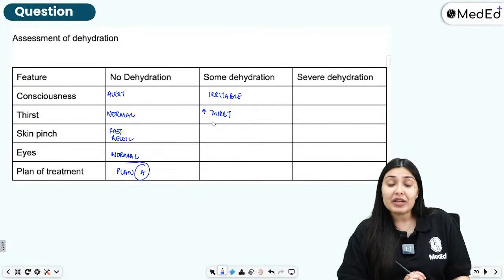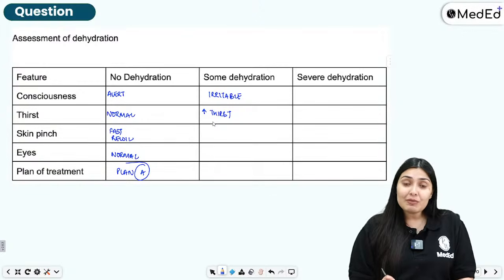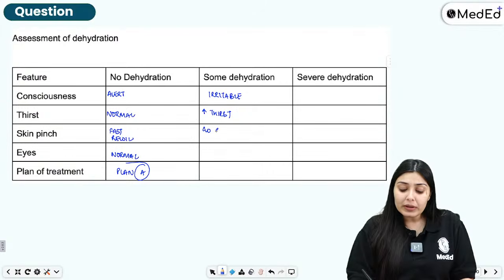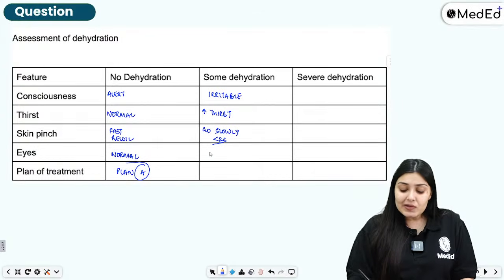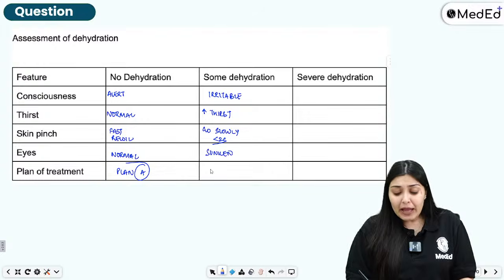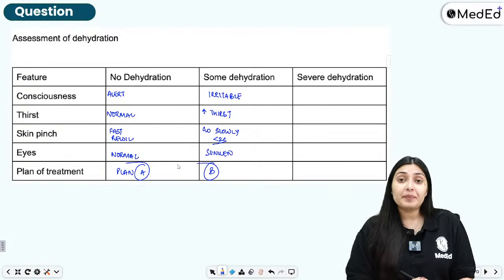is some dehydration. If you look at the skin pinch, it will go back slowly, but usually within 2 seconds it will come back. If you look at the eyes, the sunken eyes would be there. And the plan of treatment we give here is plan B.